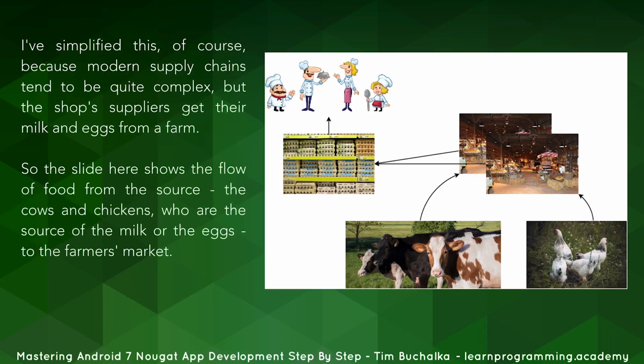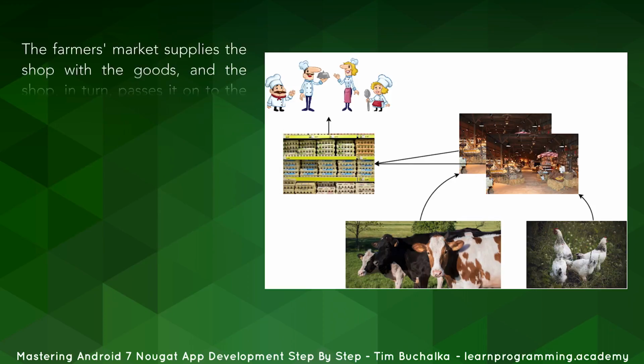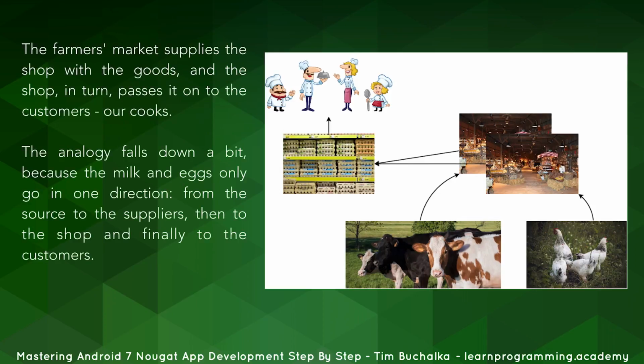Now I've simplified this of course because some modern supply chains tend to be quite complex, but the shop's suppliers ultimately get their milk and eggs from a farm. So the slide here shows the flow of food from the source, the cows and chickens who are the source of the milk and the eggs, to the farmer's market. Now the farmer's market supplies the shop with the goods and the shop in turn passes it on to the customer, our cooks in this example. Now I guess the analogy falls down a bit because the milk and eggs only go in one direction, from the source to the suppliers, then to the shop and finally to the customers.